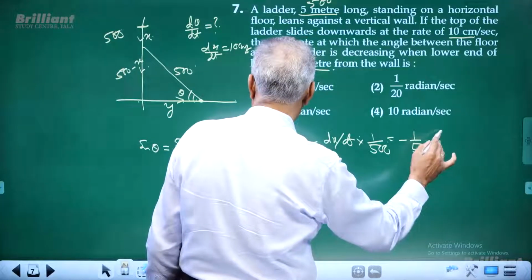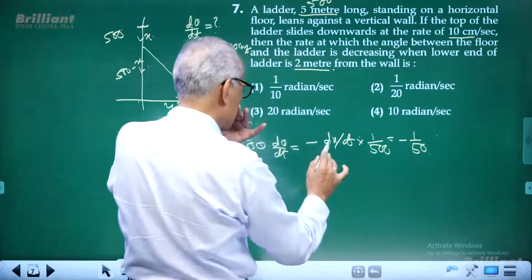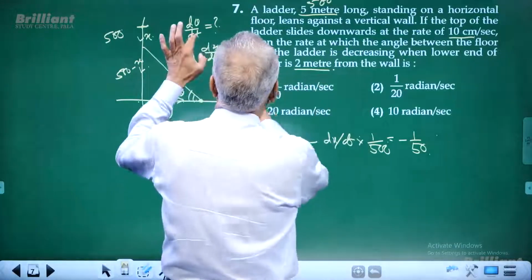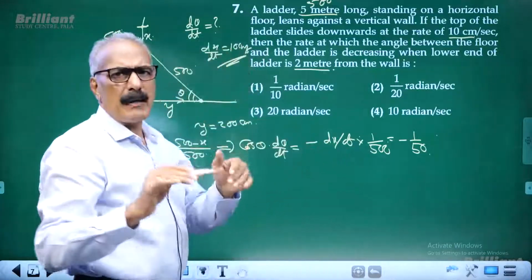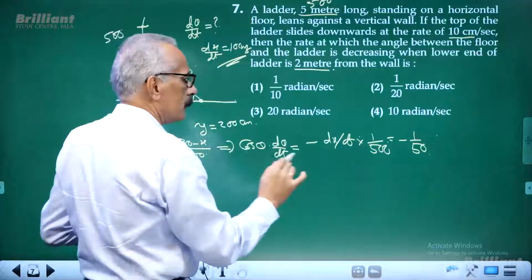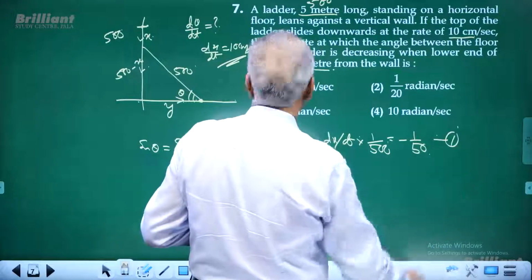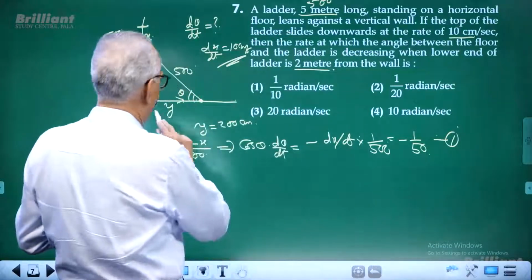Minus 1 by 50. Okay, because dx by dt is given as 10. Negative sign means it's decreasing, that is all. All right. So we have 1 unit. Then what else do we want? We want y.